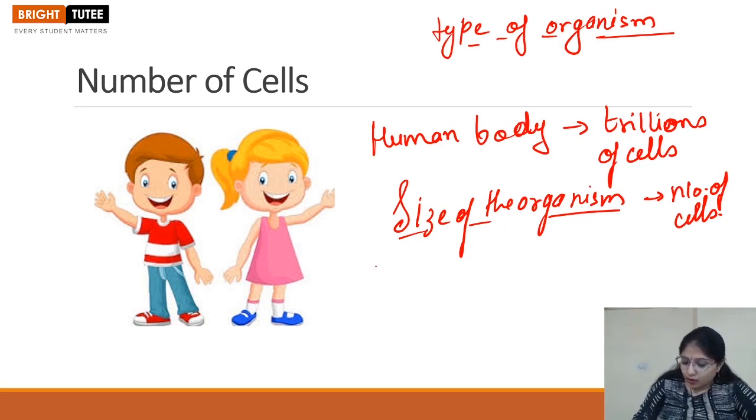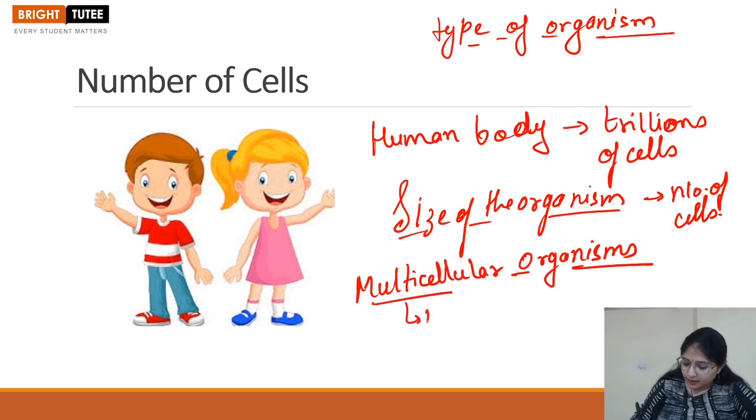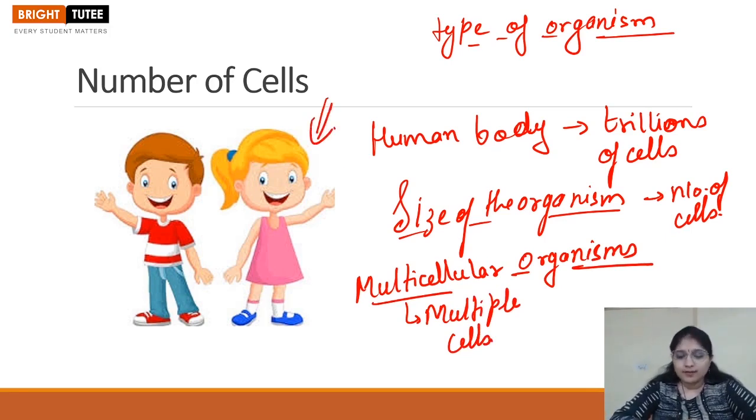And usually the organisms having many cells are called multicellular organisms. As the name suggests, these organisms have multiple cells. Human beings are an example of multicellular organisms, and we have dogs and cats. These are all usually examples of multicellular organisms.